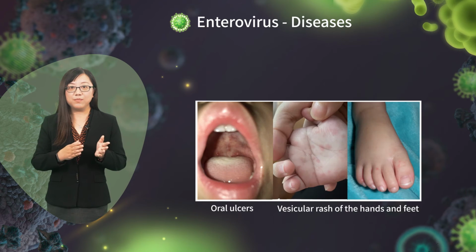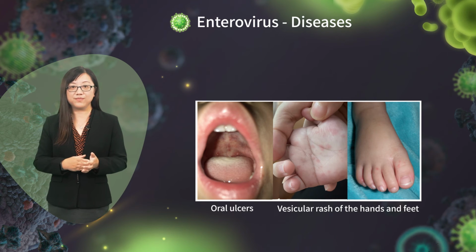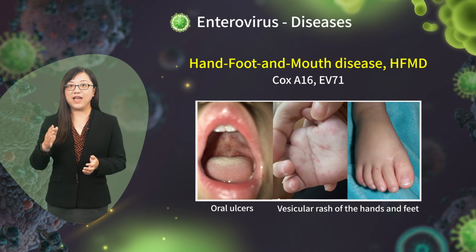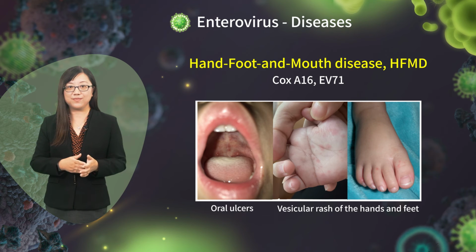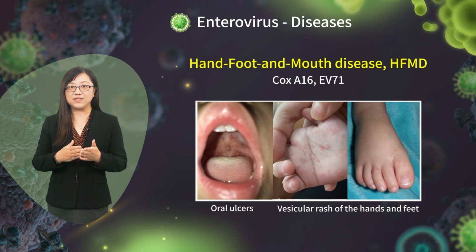Another disease is caused by enterovirus. The boy presents with oral ulcers, vesicular rash on the hands and feet. What disease? Yes, hand, foot, and mouth disease, HFMD. The disease could be caused by Coxsackie A16 and EV71.